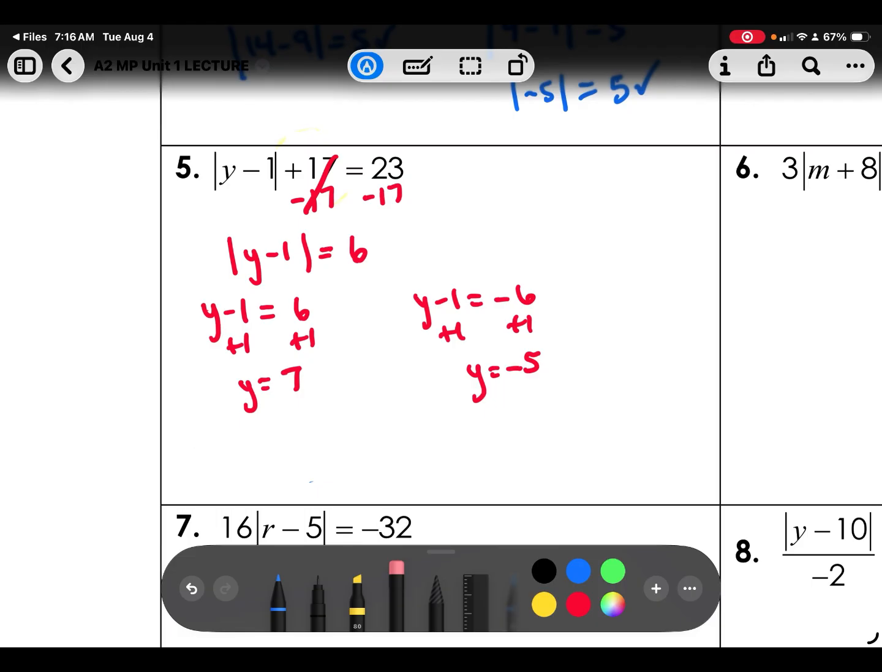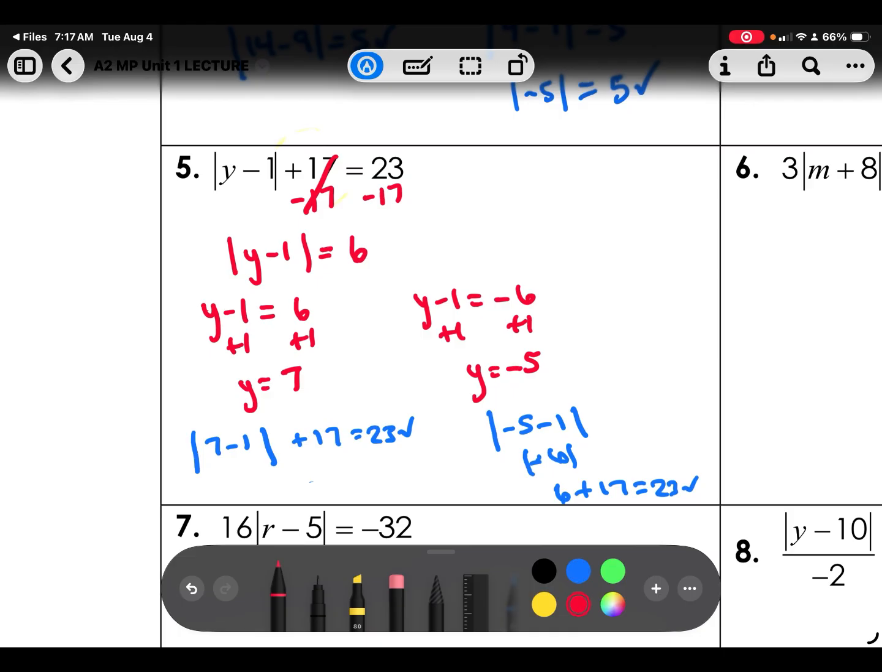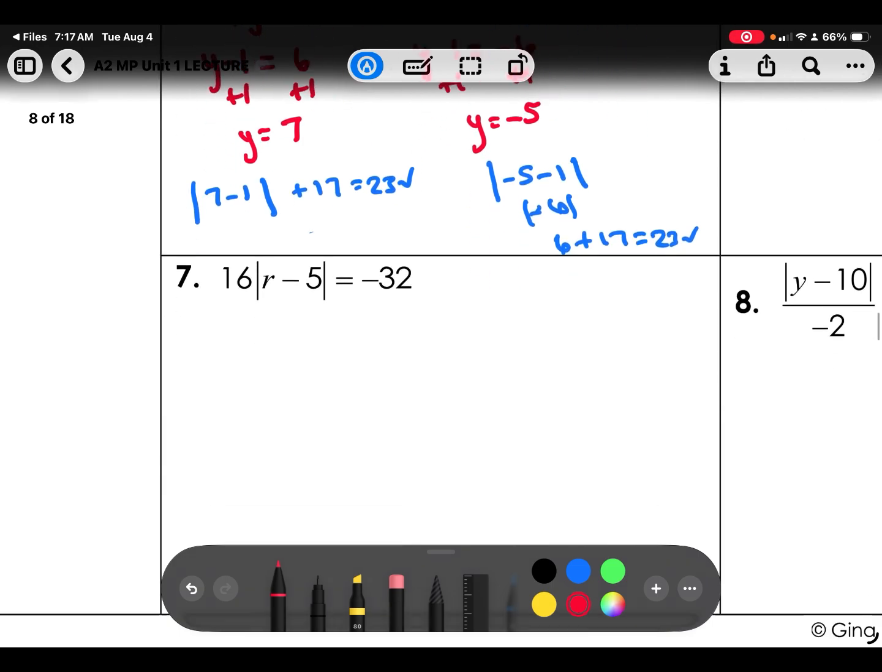So I would have 7 minus 1, that's 6, and the absolute value of 6 is 6, plus 17. Does that equal 23? Yes, 6 plus 17 does equal 23. Then I have -5 minus 1. Let's see, that's -6, but I take the absolute value of -6, and that is +6. And we just discussed how 6 plus 17 is 23. So those are also both good solutions. So I have y equals, I always put the lowest one first, -5 and 7. That's considered good form.